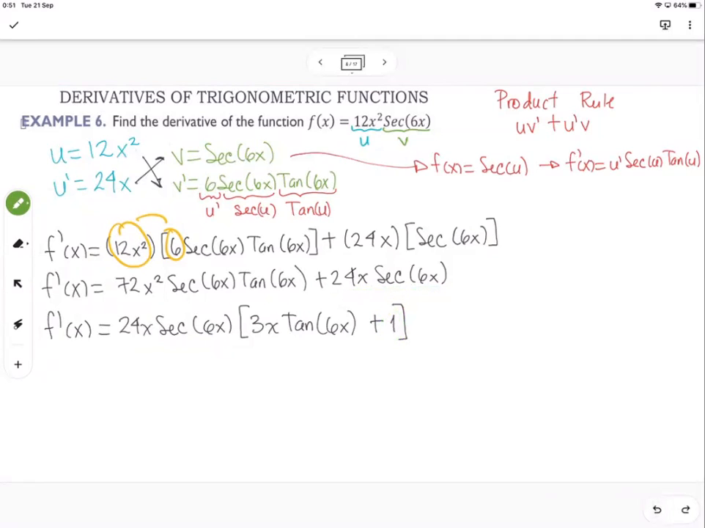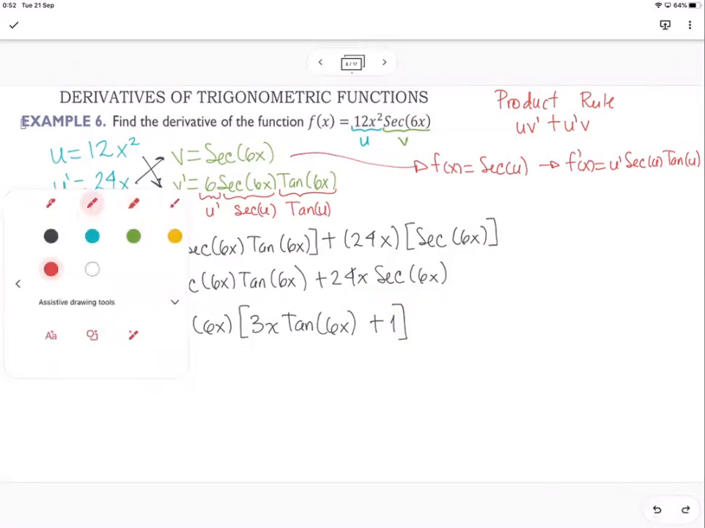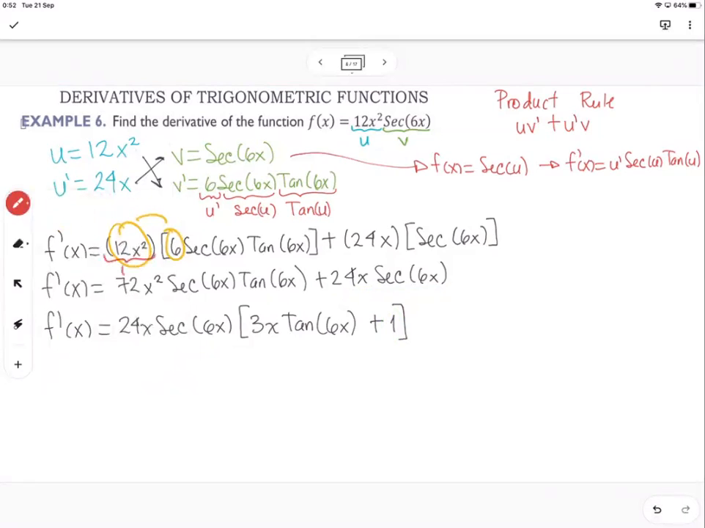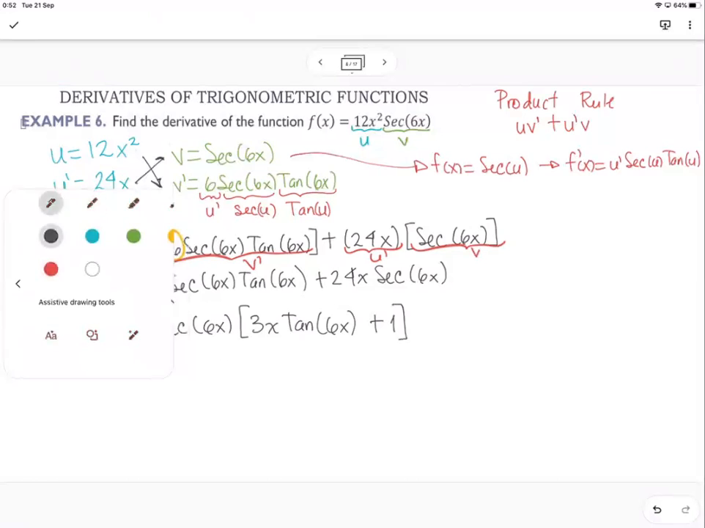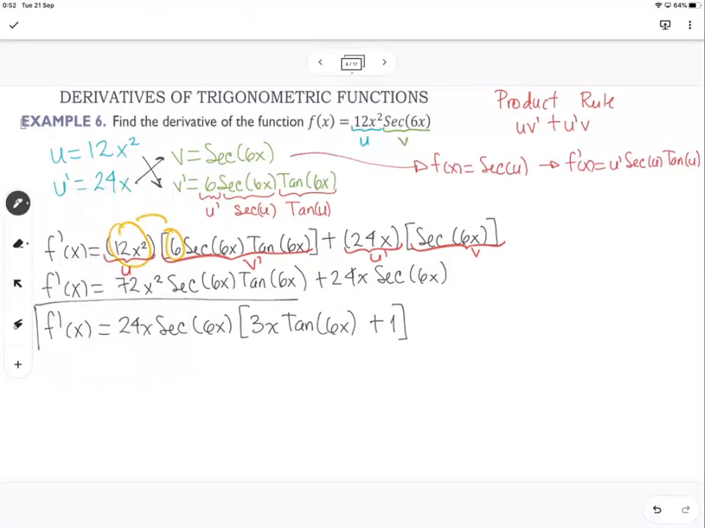Okay. So remember, we're just following the product rule. Let me write it here just for you to remember. u v prime plus u prime v. There is nothing else we can do after factoring. So we are done. Okay.